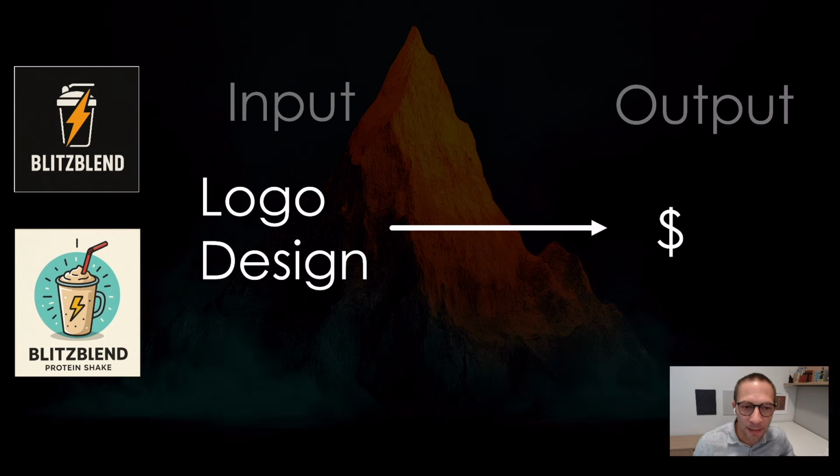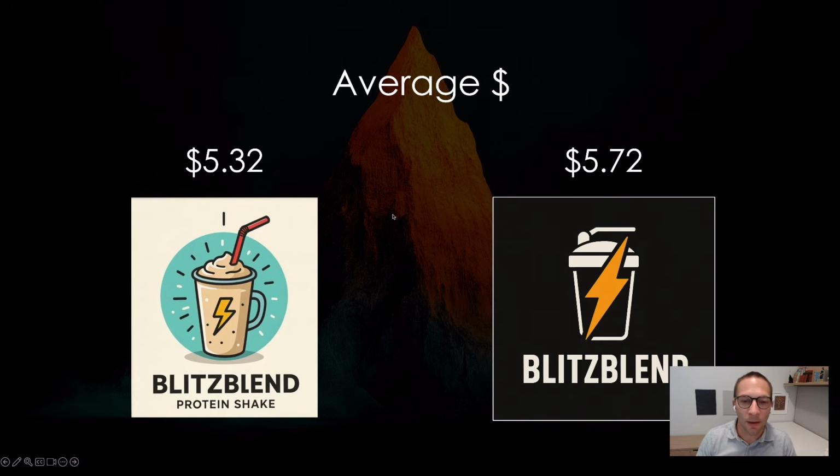So another example, let's say that we have two different logo designs and we want to know, okay, for those who see these logo designs, does it lead to how much they're willing to pay for this product, how much money they're going to put forward to buy a Blitz Blend shake. Now, when we're looking at this, say we run a survey like we've been doing, and we see that the average amount they're willing to spend for the logo design on the left is $5.32. But the average that they're willing to spend for the logo design on the right is $5.72.